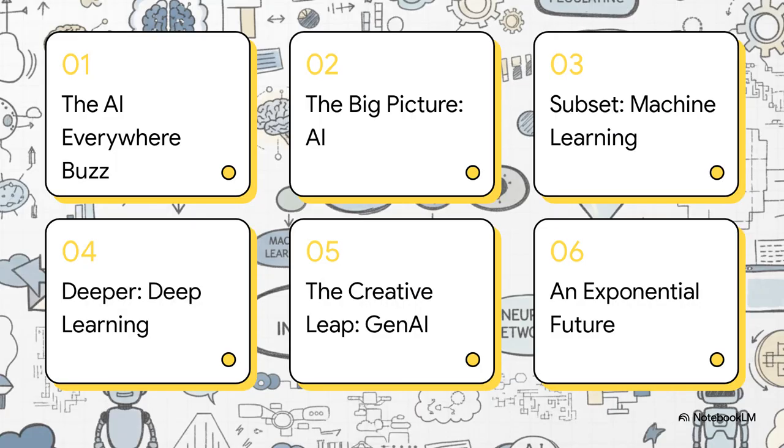Okay, so here's the game plan. We're going to start with a really big picture with artificial intelligence itself. Then we'll zoom in, layer by layer, first into machine learning, then even deeper with deep learning, and finally, we'll land on the tech that's completely changing the world as we know it, generative AI. Stick with me and you'll see how it all connects.